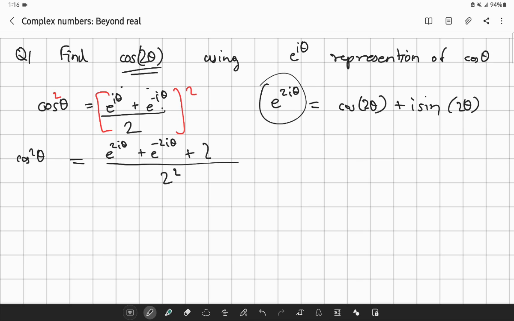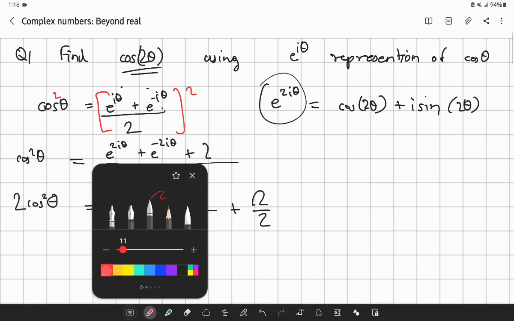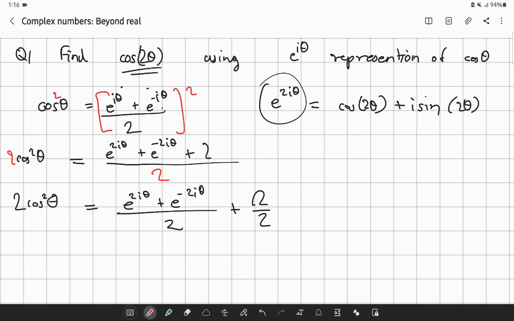I'll have cosine squared theta times, let's bring one of these 2's to the other side. So what I'm saying is 2 cosine squared theta equals e raised to 2 i theta plus e raised to minus 2 i theta divided by 2 plus 2 over 2. So instead of writing 2 squared over here, I'll write a 2 here and a 2 here, and then I divide these numbers.